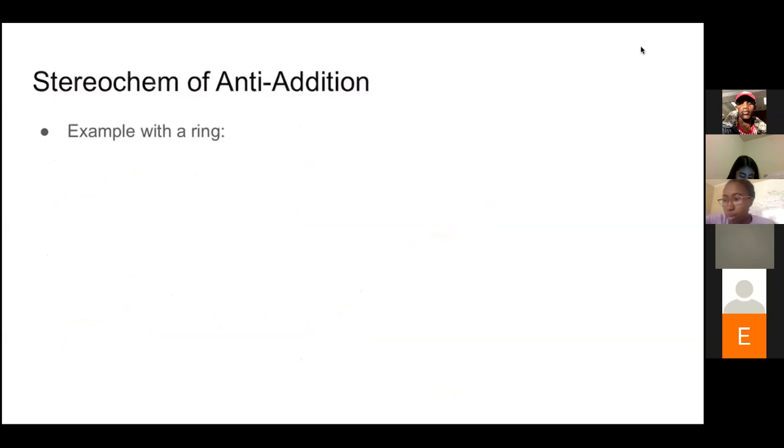So quickly, I want to do another example of anti-addition if you have a ring, because this was something I found incredibly confusing when I studied 3570 this fall. So I'll go ahead and draw my ring. And I'll put on the CH3 and I'll add a deuterium. And let's do another anti-addition problem. I'll do the one with the Br2 and the water molecule.